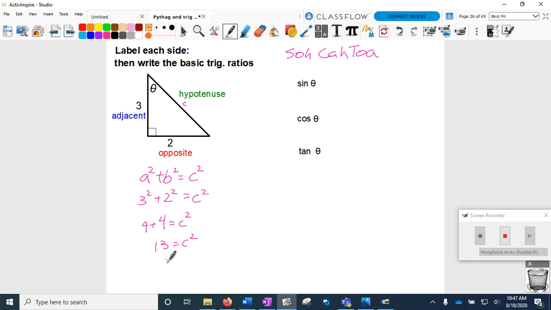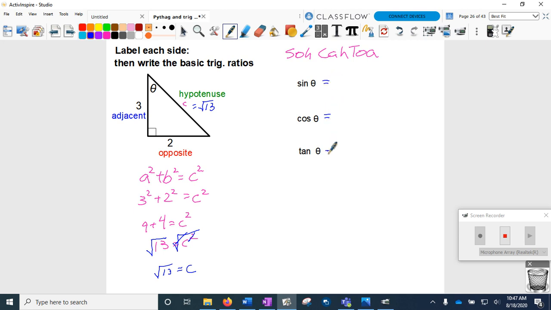Are we done? No, we're not done. We need c, not c squared, so we are going to square root to undo a square. Square roots undo squares. Whatever you do to the right side of the equal sign, you do to the left. Okay? Now, is 13 a perfect square? No, it's not. And there's no way to break it up other than 13 times 1, so that's what the hypotenuse value is, square root of 13. Okay, so we needed to figure that out before we can come over here and do SOHCAHTOA.